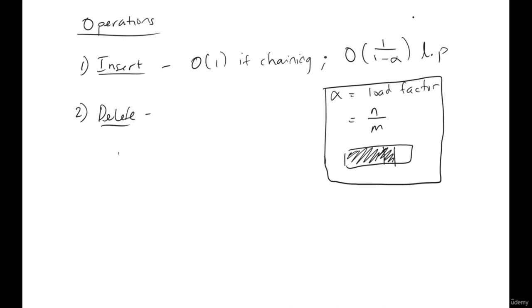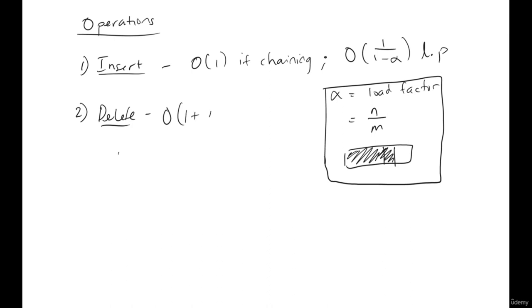Obviously, we should be able to delete. And that is going to be roughly, okay, so we're using a singly linked list here. If we want to delete an item, we're first going to have to create a hash for it and then search in the linked list for it. And so the running time of that is going to be this.